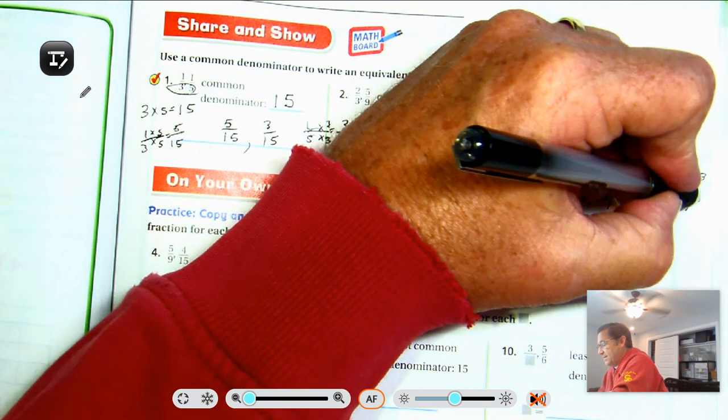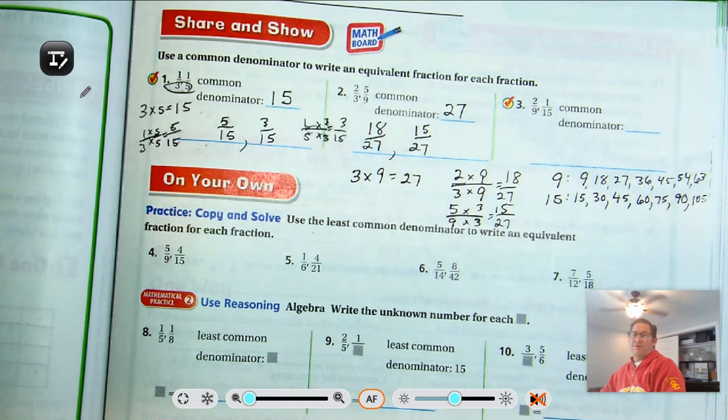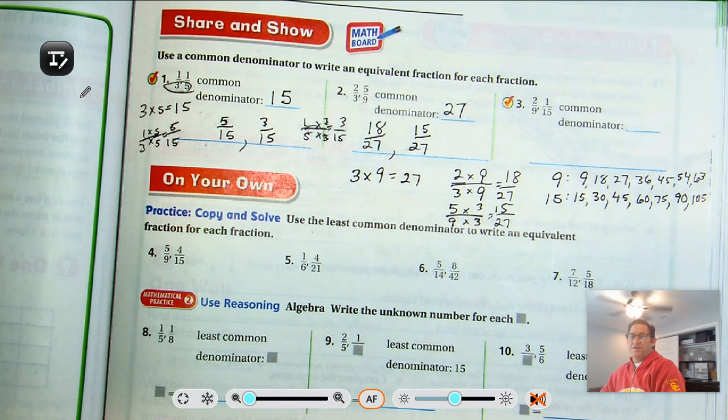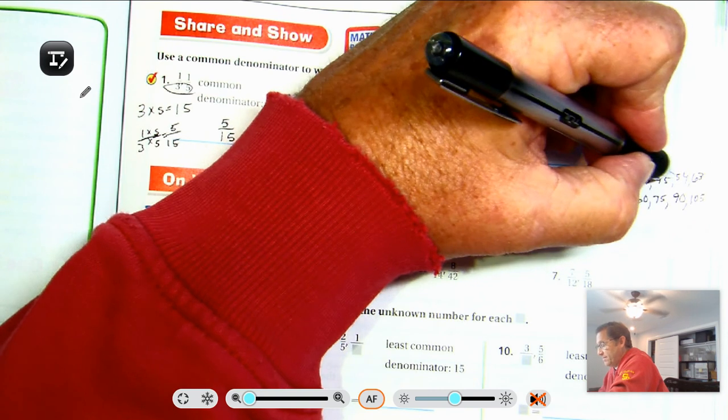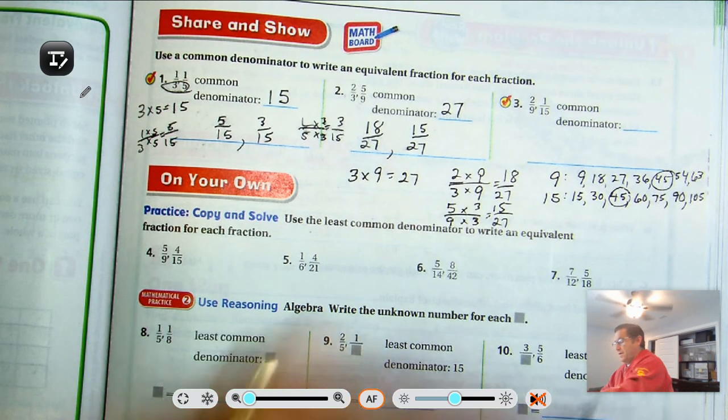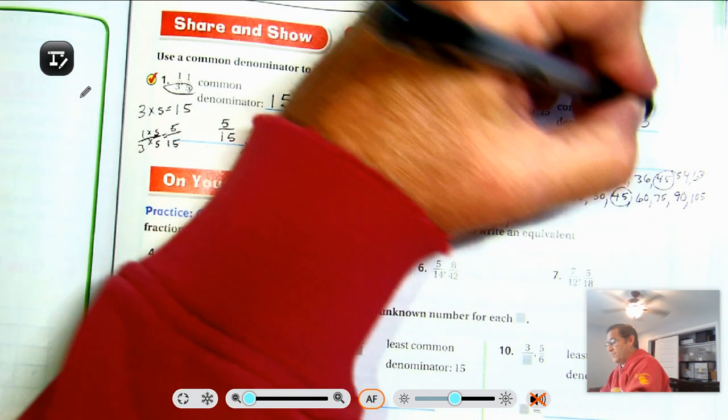15 times 7 is 105. And we can stop there because I have found a common denominator. I see that both of these numbers have 45. So I'm going to say a common denominator is 45.